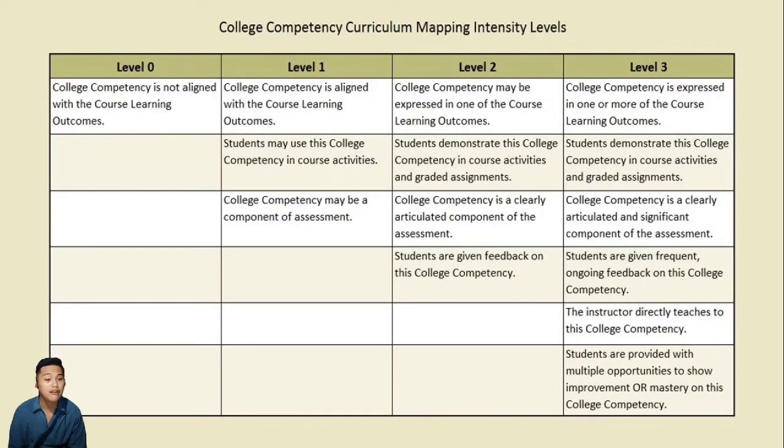And then for level 3, the highest level, college competency is expressed in one or more of the course learning outcomes. Students demonstrate this college competency in course activities and graded assignments. College competency is a clearly articulated and significant component of the assessment. Students are given frequent, ongoing feedback on this college competency. Second to the last, the instructor directly teaches to this college competency. And lastly, students are provided with multiple opportunities to show improvement or mastery of this college competency.